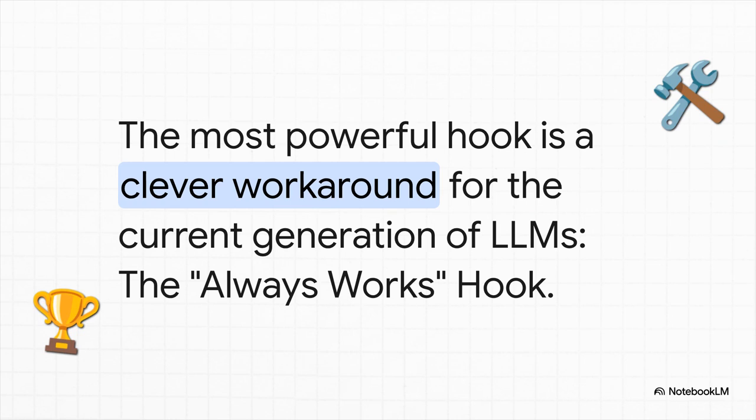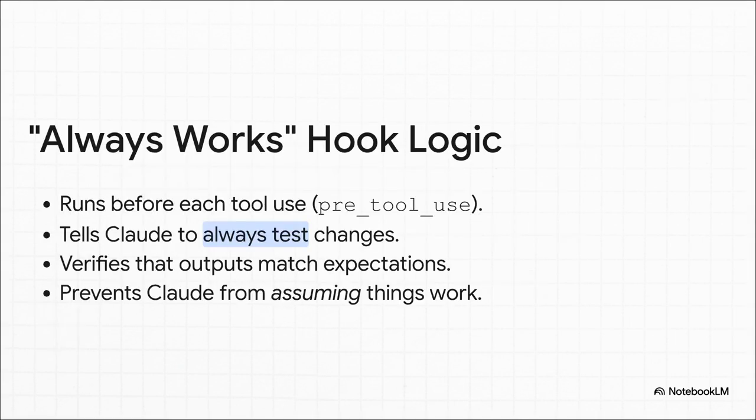But the single most powerful hook, it's not about convenience. It's actually a clever workaround for a fundamental limitation of the current generation of large language models. This simple rule placed in a pre-tool use hook is a total game changer. It runs before every single action, and it forces Claude to test its changes instead of just assuming they work. It forces verification. By making sure it doesn't get lost in context and always validates its output, you will drastically reduce your errors.